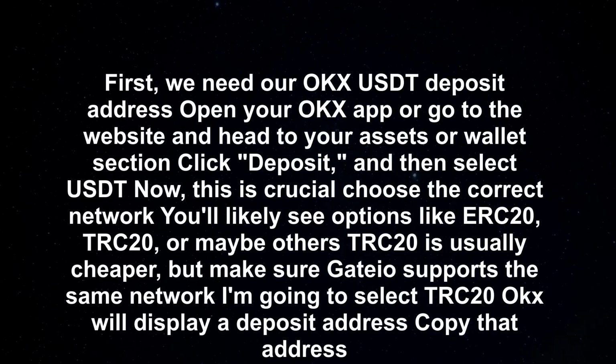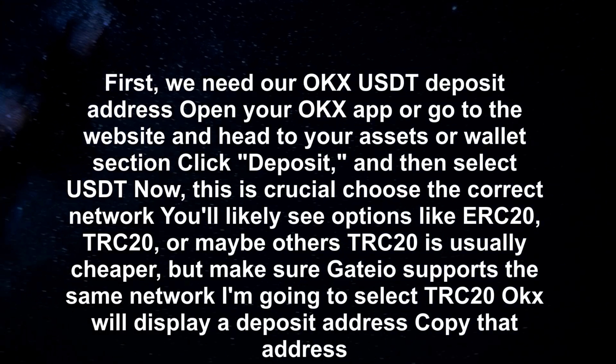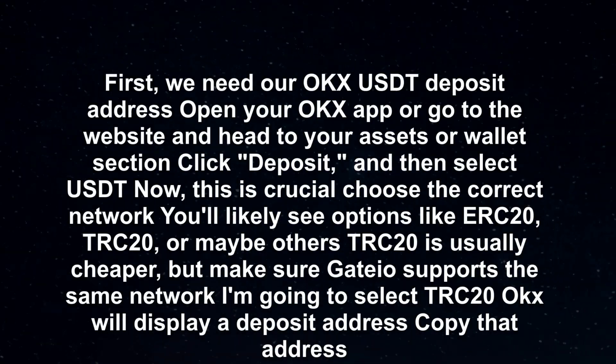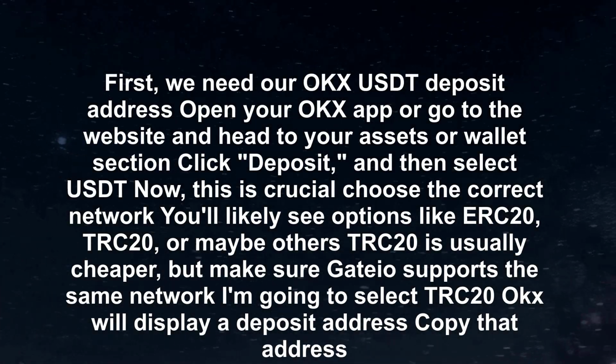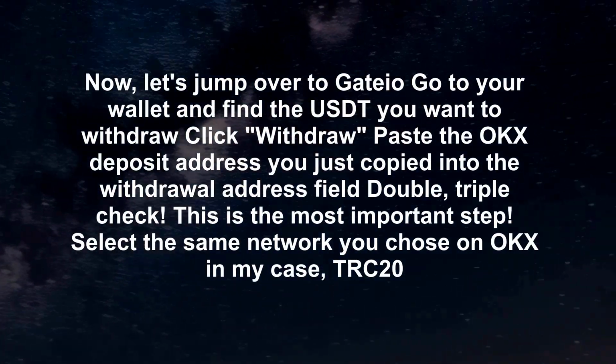You'll likely see options like ERC20, TRC20, or maybe others. TRC20 is usually cheaper, but make sure Goteo supports the same network. I'm going to select TRC20. OKX will display a deposit address. Copy that address. Now, let's jump over to Goteo.